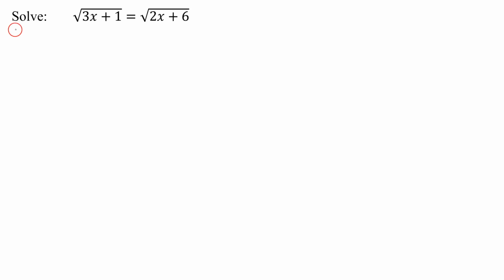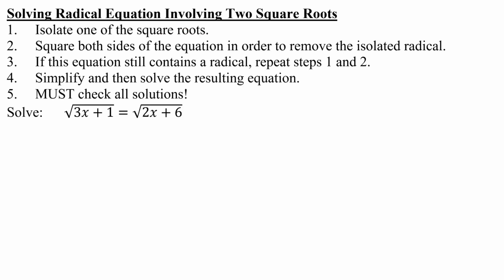In this example, we need to solve the equation the square root of the quantity 3x plus 1 equals the square root of the quantity 2x plus 6. Well, what type of equation do we have here? Notice there are square roots in it. It's a radical equation. But how many square roots do we have? We have 1, 2.